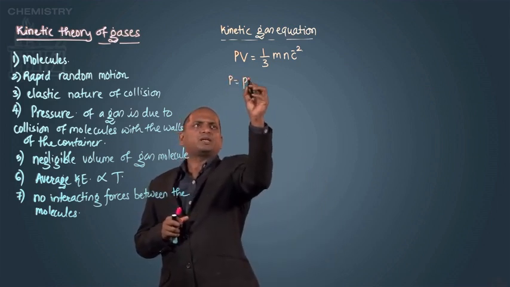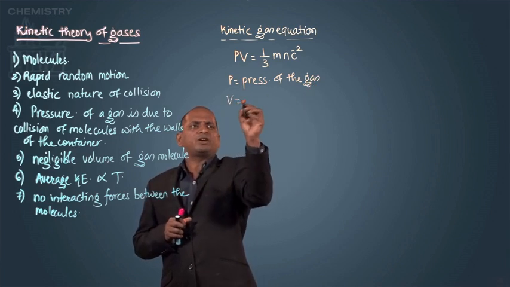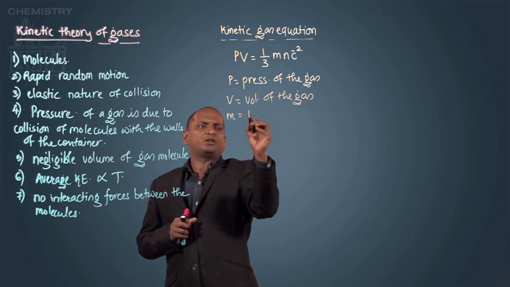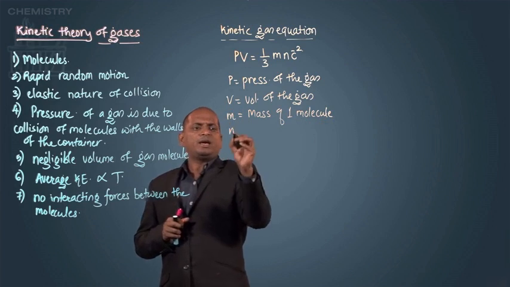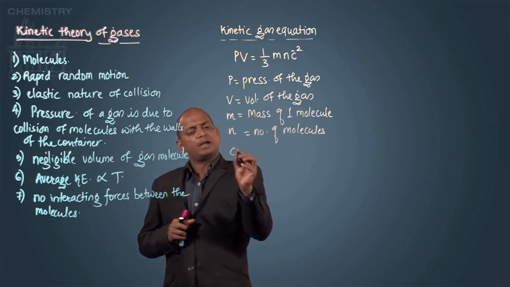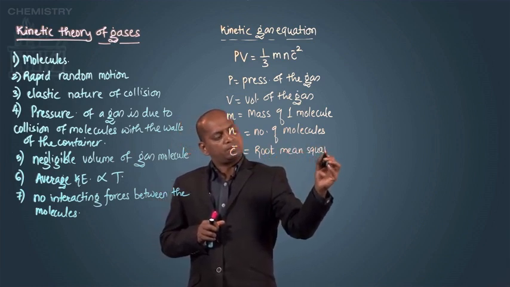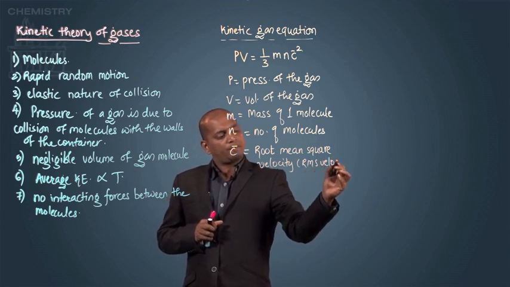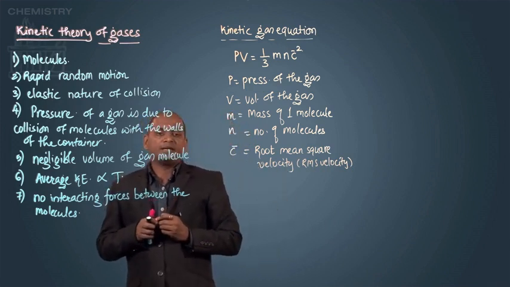P stands for pressure of the gas, V stands for volume of the gas, m stands for mass of one molecule, n stands for number of molecules, and c bar stands for root mean square velocity, or we just call it RMS velocity. Okay. So this is the kinetic gas equation.